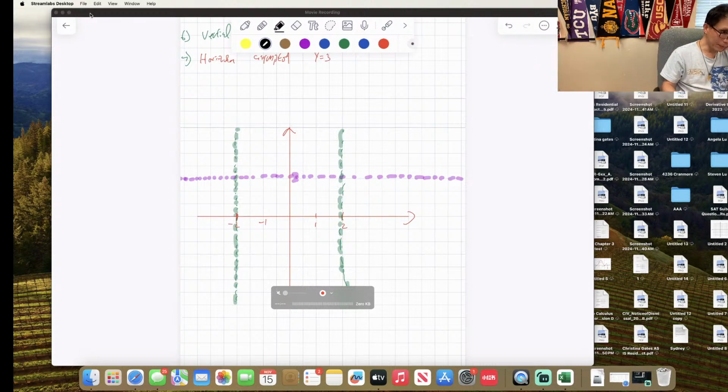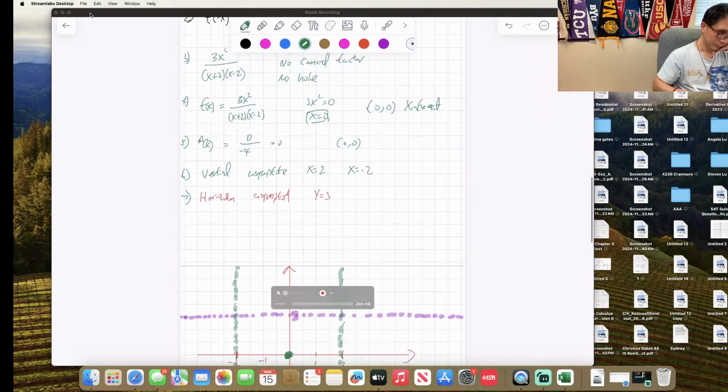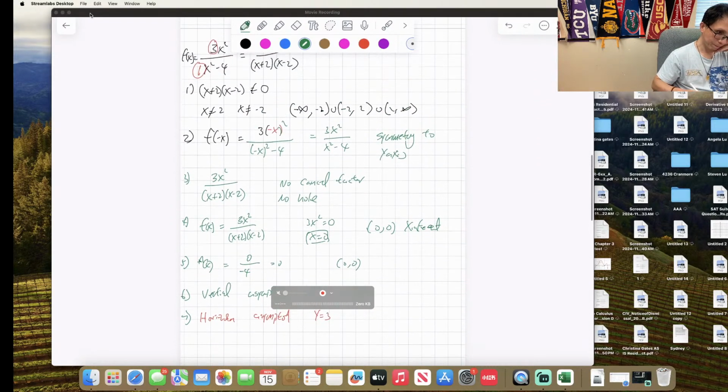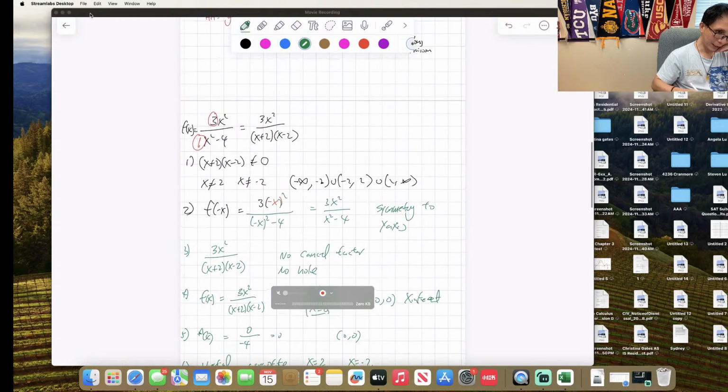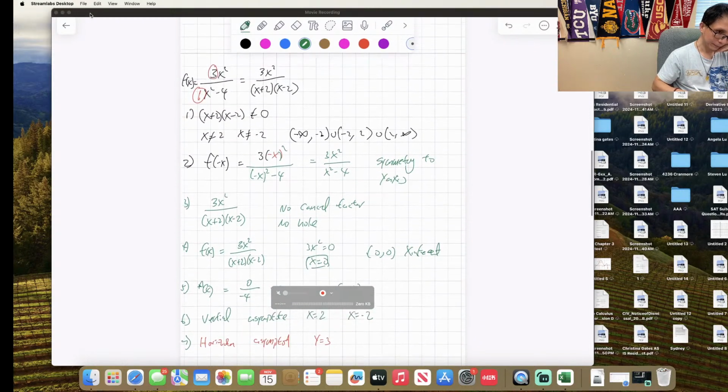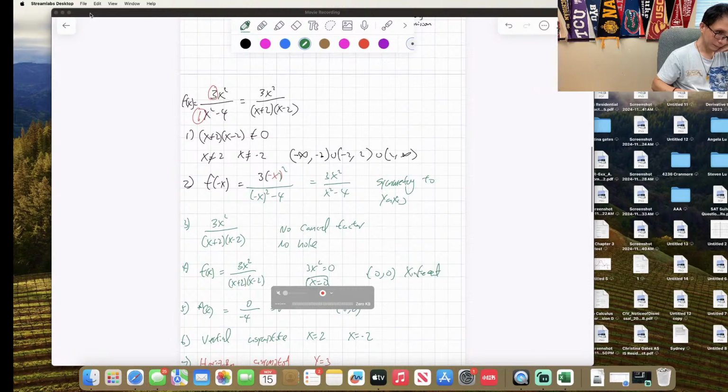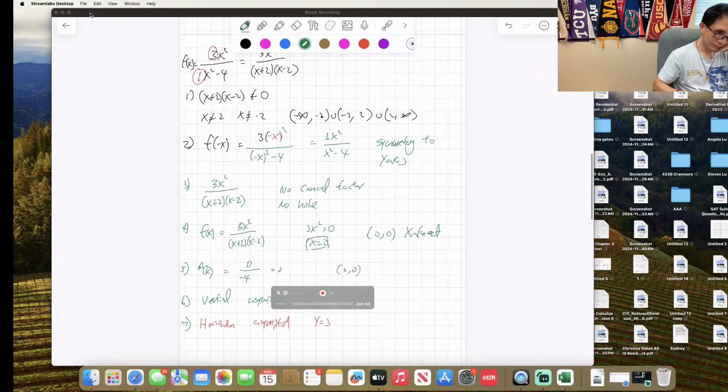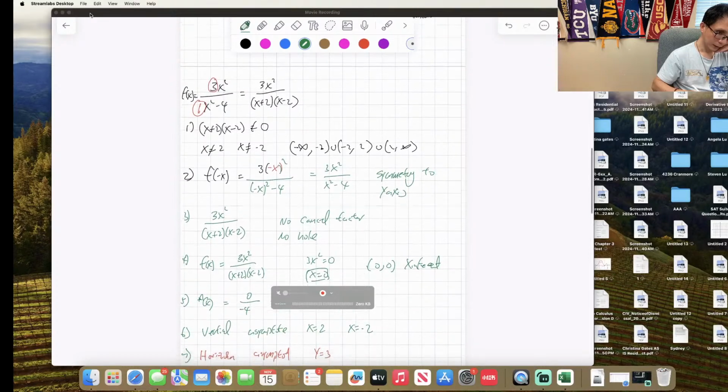Is there any x-intercept here? A y-intercept? 0, 0. So 0, 0 is on this graph. What else can I find? No hole, there's symmetry to the y-axis and everything. Is this okay?